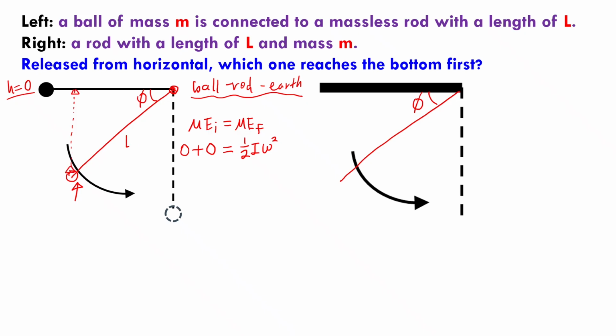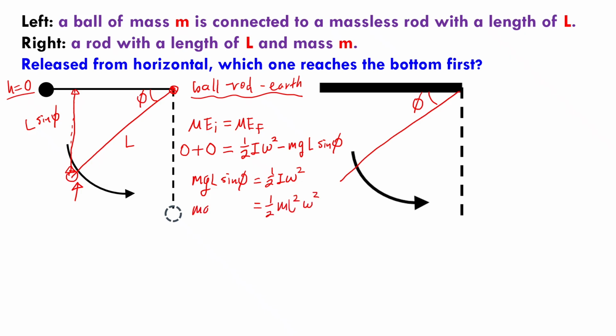If this is L, then this length right here should be L times sine phi. So the gravitational potential energy should be minus mg times L times sine phi. Then this equation can be written as mgL sine phi equals half I omega squared. And we know the inertia is mL squared. So the equation becomes mgL sine phi on the left, half mL squared omega squared on the right.